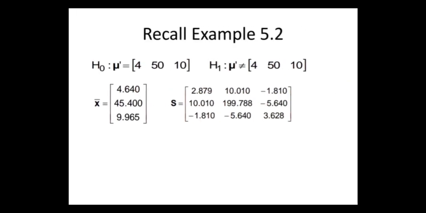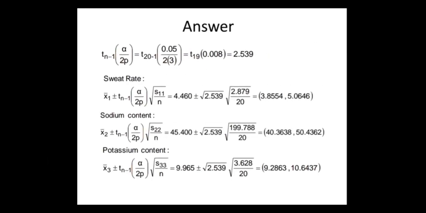Okay, let's see the same example. Tadi kita nak test H-naught, mean vector 4, 50 and 10, given x bar vector, given variance covariance matrix. So we apply the formula. First you cari dulu ni T, value of T is 2.539 using the T table. Nanti check betul tak, you akan dapat macam tu. P here adalah number of variables and n adalah sample size.